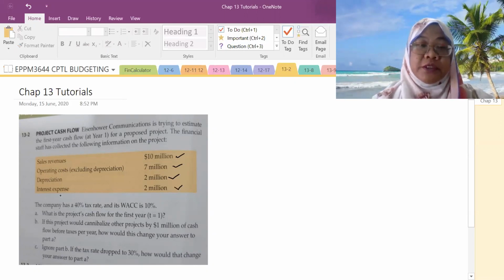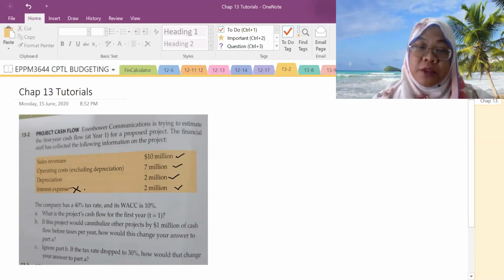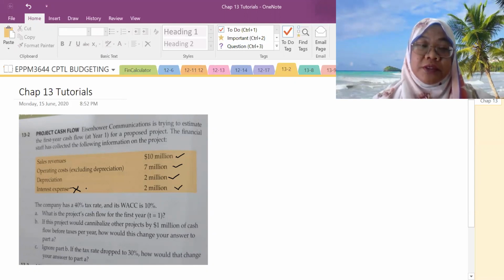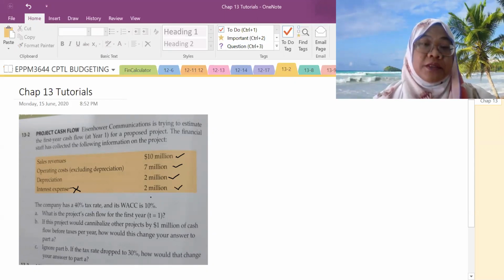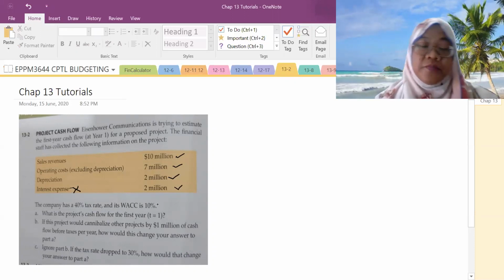Tapi make sure yang ini sangat penting, ini satu trap kan, maklumat ini diberikan sebab dia nak make sure you faham ke tak sama ada financing cost, sama ada dalam bentuk interest ataupun dividen, haruskah dia dimasukkan dalam capital budgeting? Ya, sepatutnya tidak, okay? Right, and then other than that, dia beritahu juga the corporate tax rate is 40% and WACC is 10%.